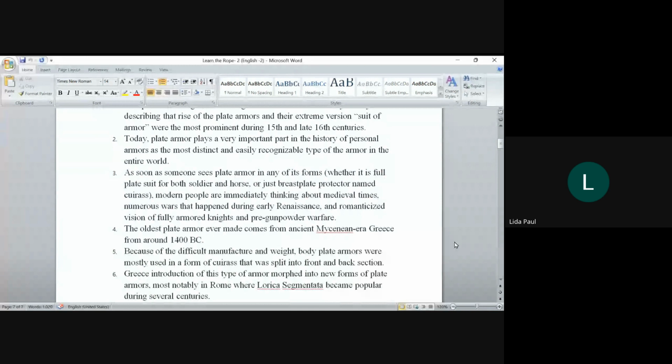All right. Now the last line in that sentence: vision of fully armored knights and pre-gunpowder warfare. Fully, right? Fully armored knights. So "fully" is the modifier to the adjective "armored," which is the modifier of the noun "knights." So fully is your adverb.